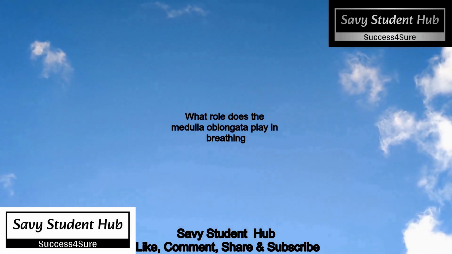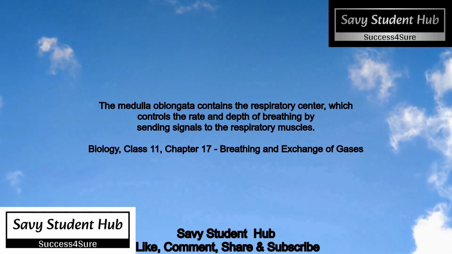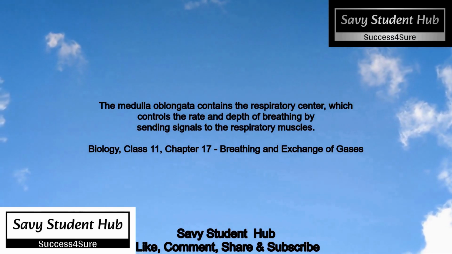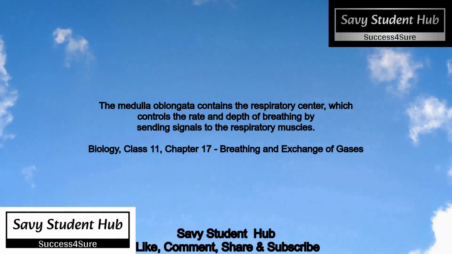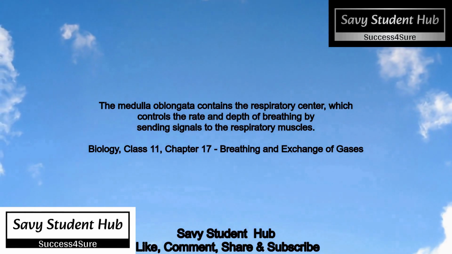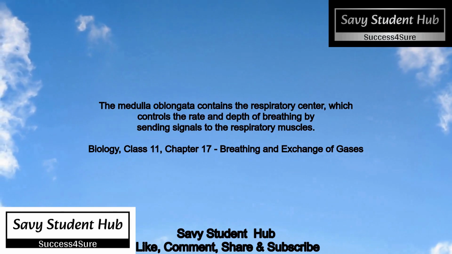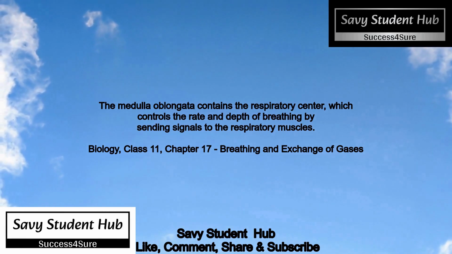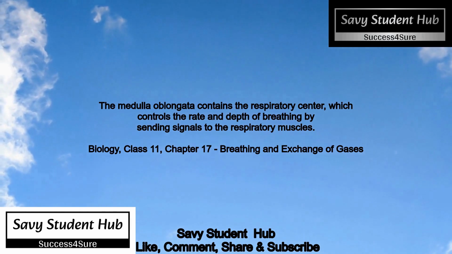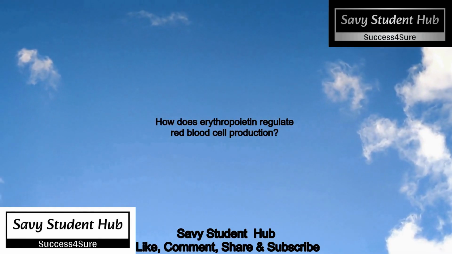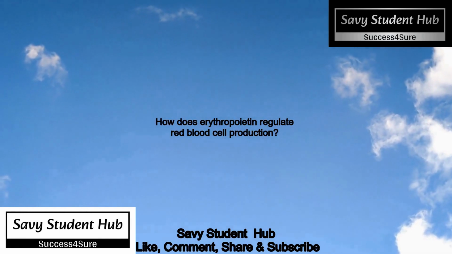The medulla oblongata contains the respiratory center, which controls the rate and depth of breathing by sending signals to the respiratory muscles. How does erythropoietin regulate red blood cell production?